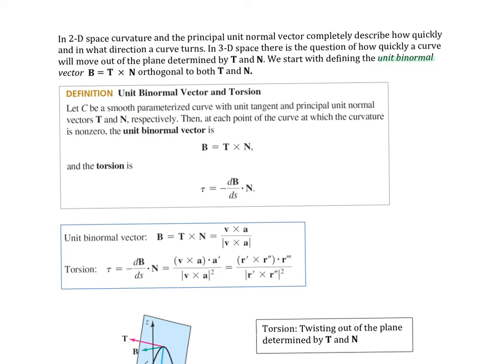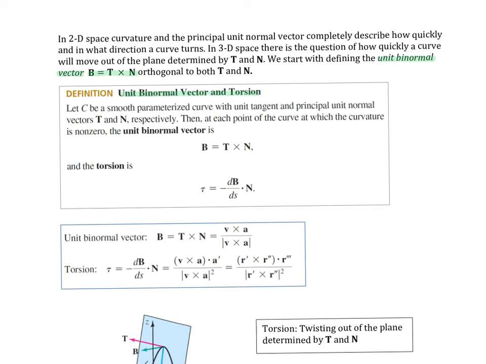for a unit binormal vector. So we have a unit tangent vector because it's length 1, a unit principal normal vector because it's length 1, and now we have a unit binormal vector because it's length 1. And we find this binormal vector by just taking the cross of the tangent with the normal vector. And remember, order matters. So here's our definition for the unit binormal vector.